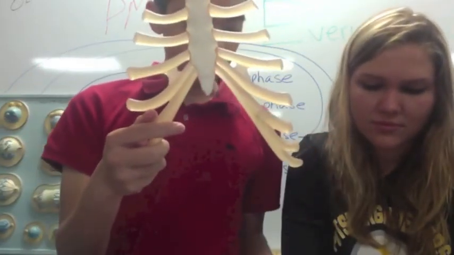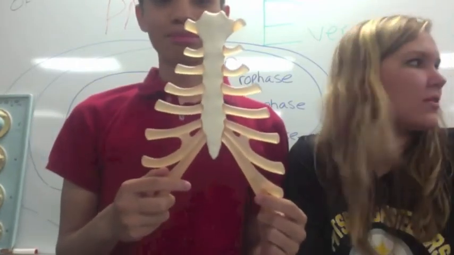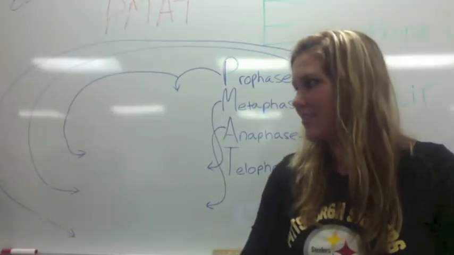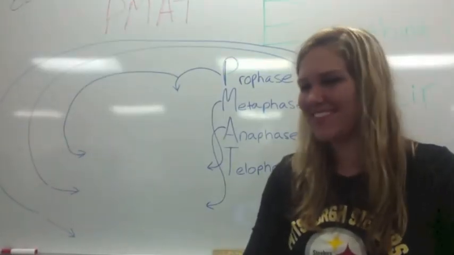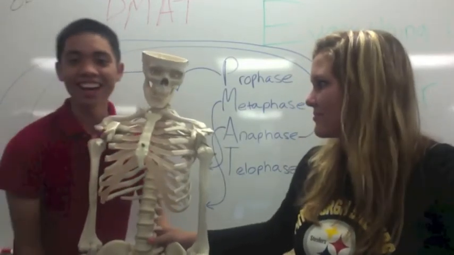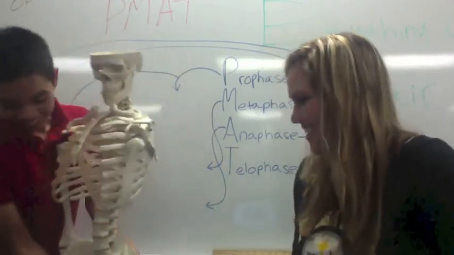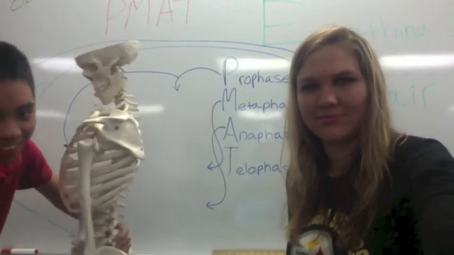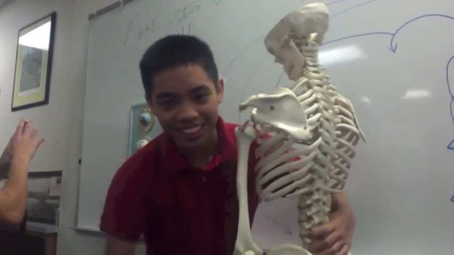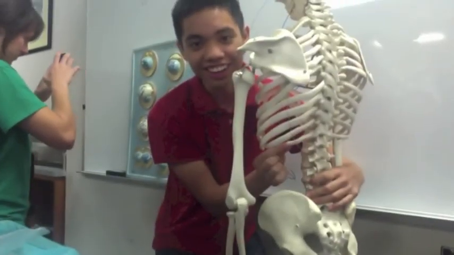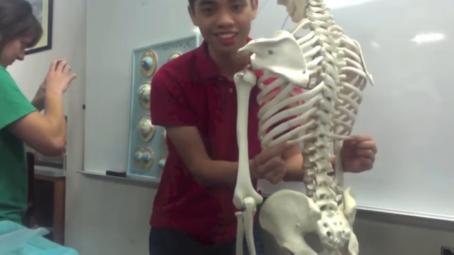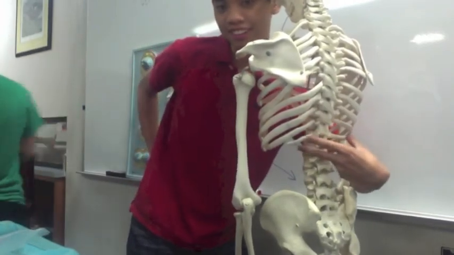And also there are the floating ribs. This is Bob. Bob here is going to show you the floating rib. Can you see it? This one right here is a floating rib. It doesn't connect at all to the sternum. They're just in the back area right there.